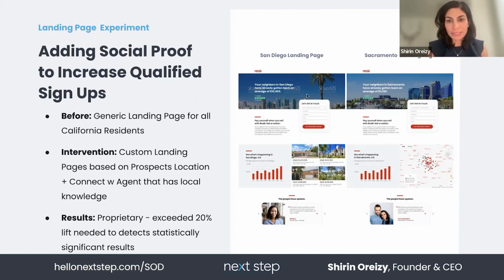So we went away from the generic landing pages to custom landing pages that you see here. So for example, you can see the San Diego versus Sacramento landing page. We showcased homes from that region, testimonials, images from those cities, etc. And ultimately, we talked about how you can actually connect with an agent that has local knowledge to your area. Now, the results are proprietary, but what we can share is that we were able to see a significant lift above 20% once we did this social proof intervention.